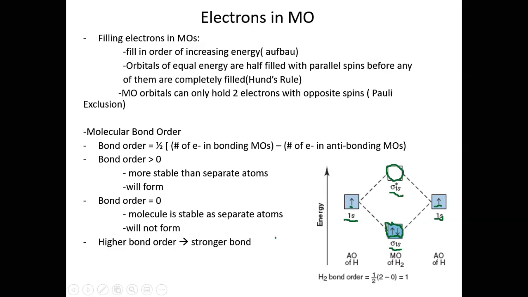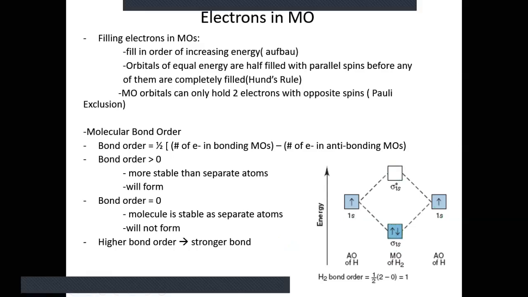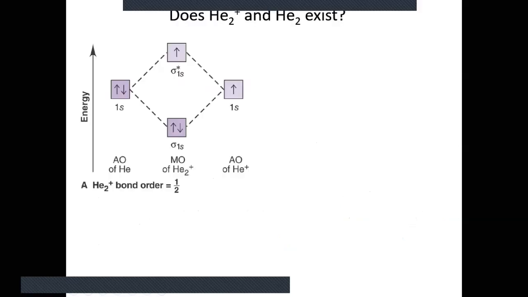So this tells us there's a single bond between the 2 hydrogen atoms. So that's hydrogen, a very simple molecule. Now let's look at helium.